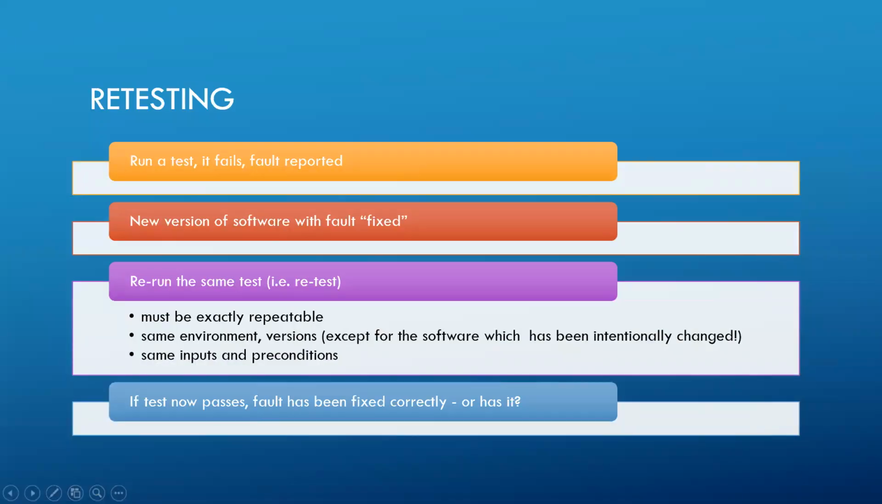So there is another part which comes as part of retesting. Retesting is like, run a test, it fails, fault reported. For example, if you are executing some set of test cases, and in a test case you found the issue, it's not working as expected, then what you do is you are going to report it. Once you report it, the developer is going to fix that issue.